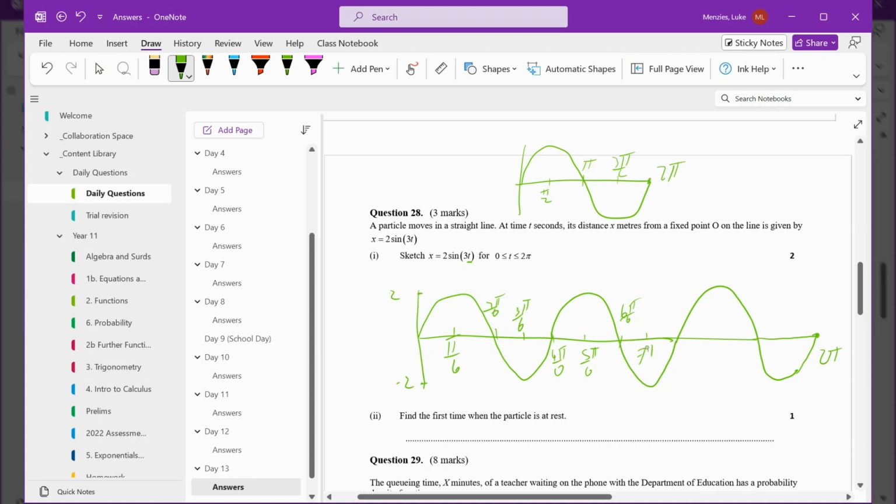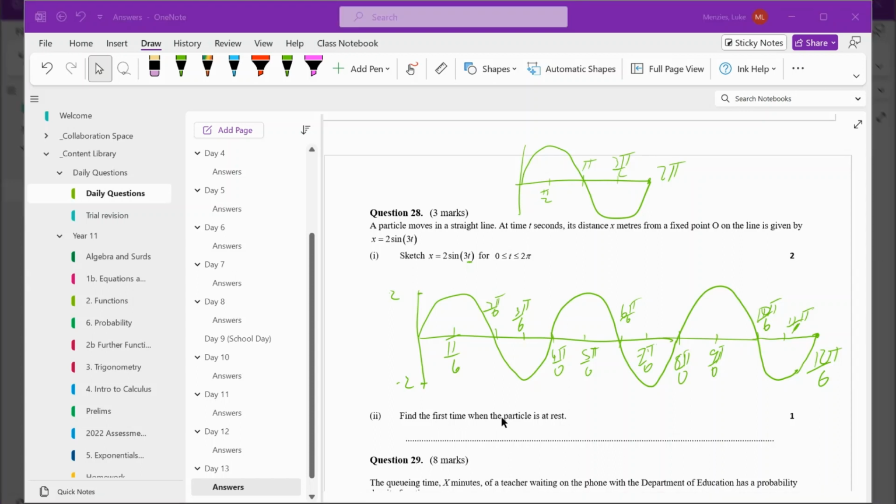7 pi on 6, 8 pi on 6, 9 pi on 6, 10 pi on 6, 11 pi on 6. The last one would be 12 pi on 6. So now I've got it between 0 and 2 pi, and it has a frequency of that. So we've got that.